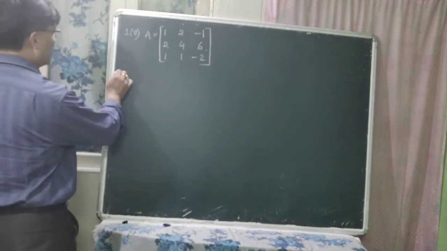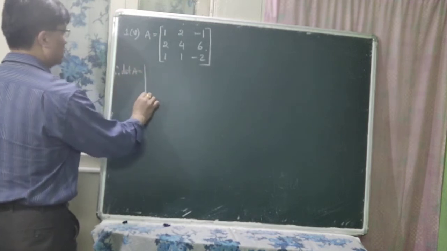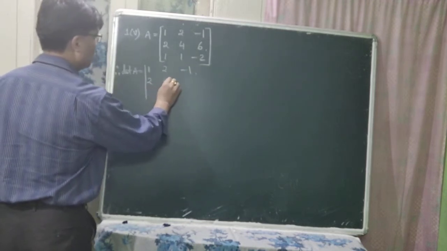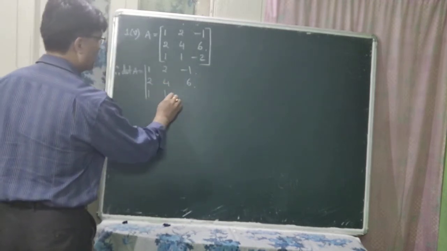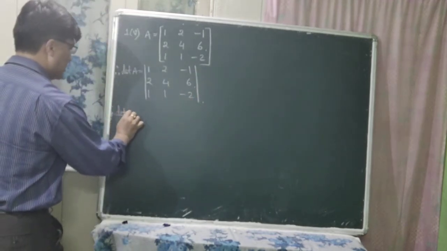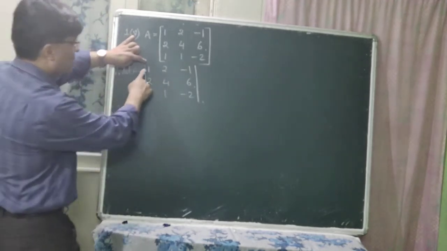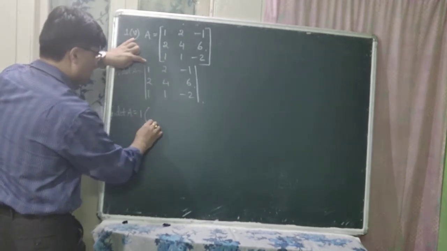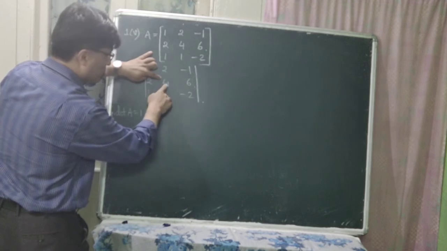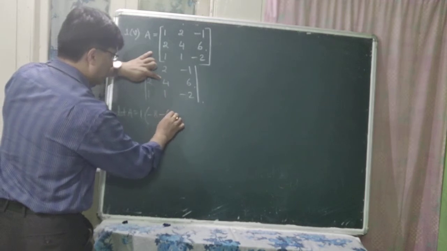So first of all, you have to find out det A, right? So let us find det A first. You have to convert into determinant form: 1, 2, minus 1; 2, 4, 6; and 1, 1, minus 2. Let us expand it with respect to the first row. You know how to expand it, isn't it? Plus minus plus. 1 within bracket, delete the row and the column through the element. What remains? 4, 6, 1, minus 2. Cross multiply. 4 into minus 2 is minus 8. Then 1 into 6, minus 6.